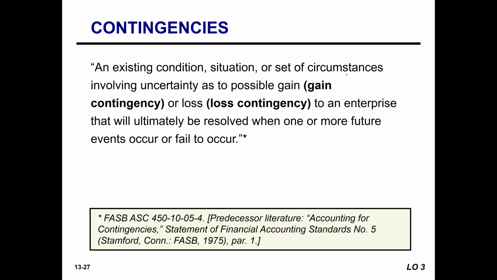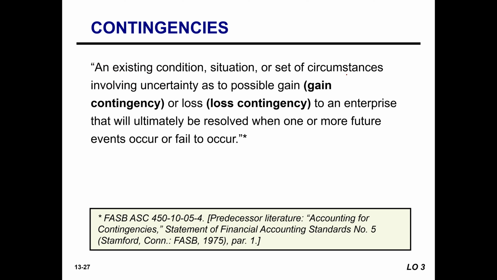All right, contingencies. This is a little bit of a new thing for us. Gain contingencies, loss contingencies. The definition that we have here, according to FASB: an existing condition, situation, or set of circumstances involving uncertainty as to possible gain, which would be a gain contingency, or loss, which would be a loss contingency, to an enterprise that will ultimately be resolved when one or more future events occur or fail to occur.